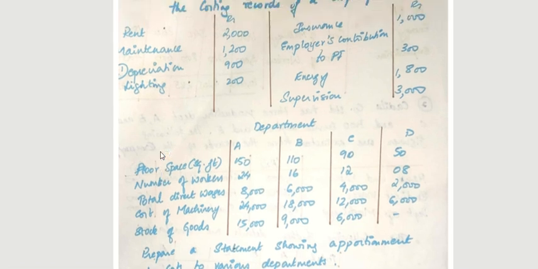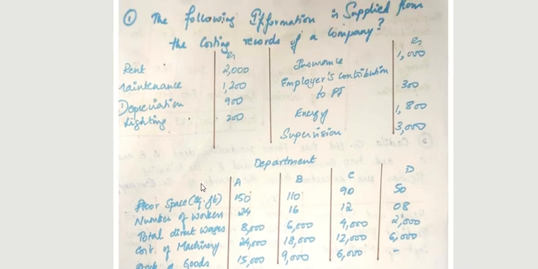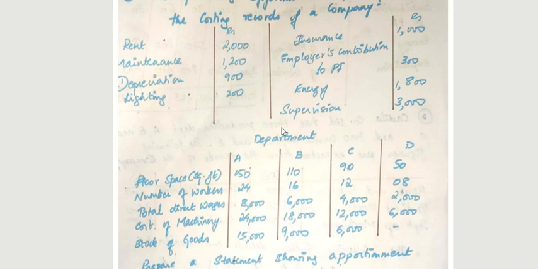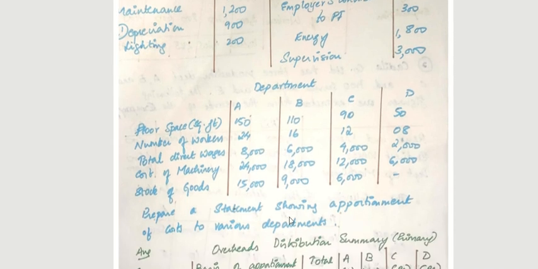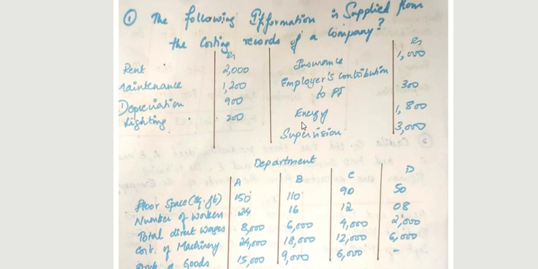So now what we are supposed to do is, they have given all the expenses. We are supposed to divide these expenses based on the ratios to different departments. And the method that we are following is the primary distribution, apportionment of cost to various departments. So we will follow the primary overhead distribution, which is our first method. So rent, if you see, rent is an expense which can be apportioned based on which of these?